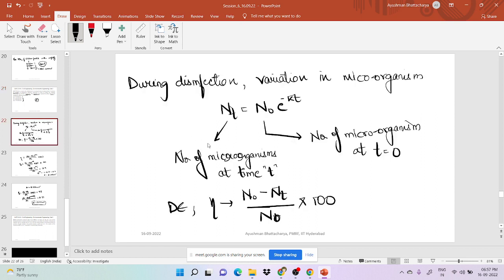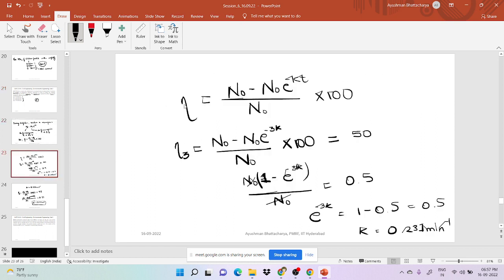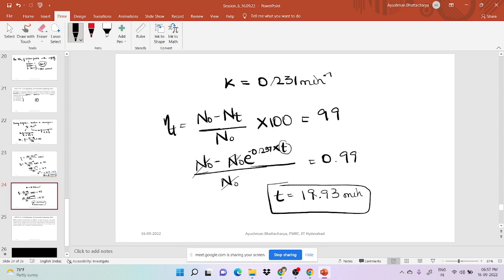Initially, when we used the disinfection efficiency formula, we calculated the k value, that is k equals 0.231. After knowing the k value, we replaced it in the actual formula and calculated the t value for the 99% disinfection efficiency. Okay, so this was the summary of the question.